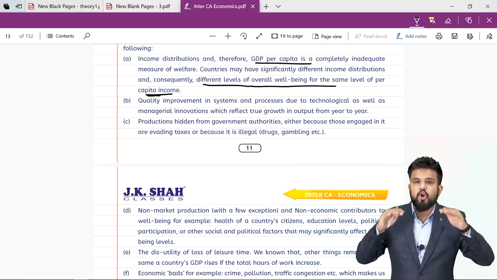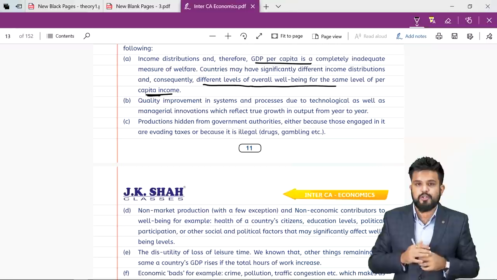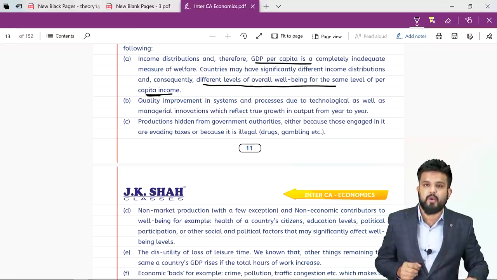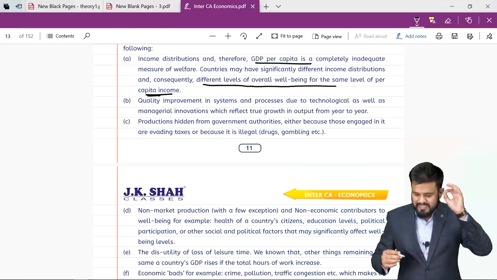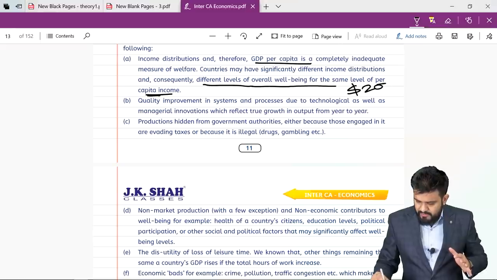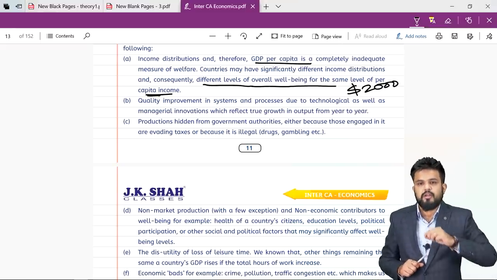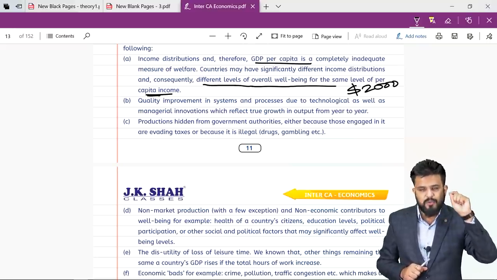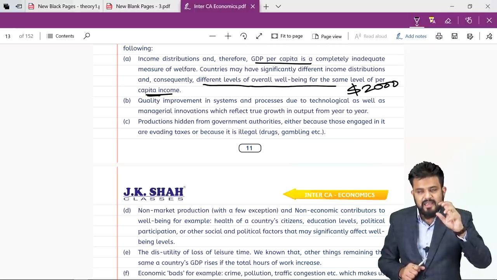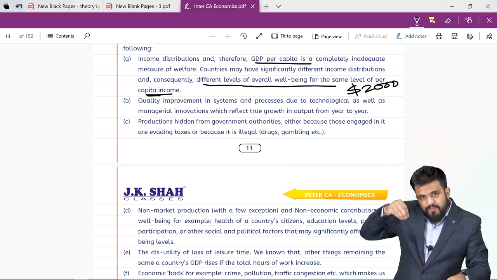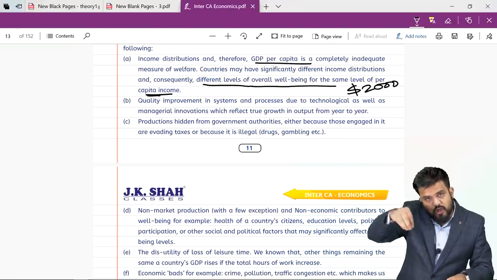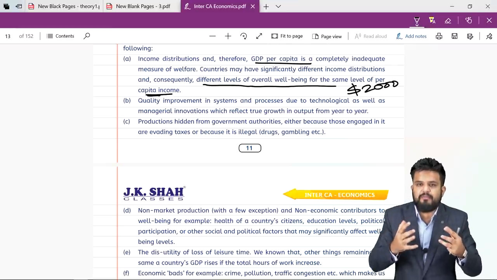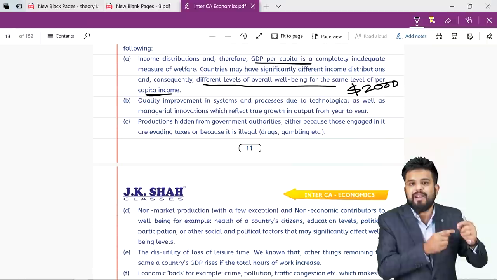Because every country may not run on the same parameters, same measures. Everyone's income distribution may not be the same. There could be a high level of income inequality. Like if I give an example, say India's per capita income is $2,000. So it is nothing but the average income of all the Indians, national income divided by total population. But can I say everyone's income is $2,000 on a piece of paper?